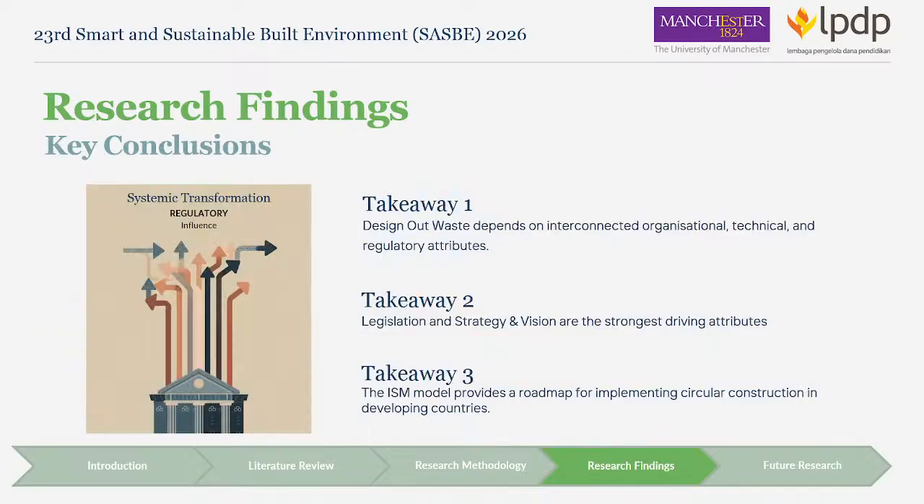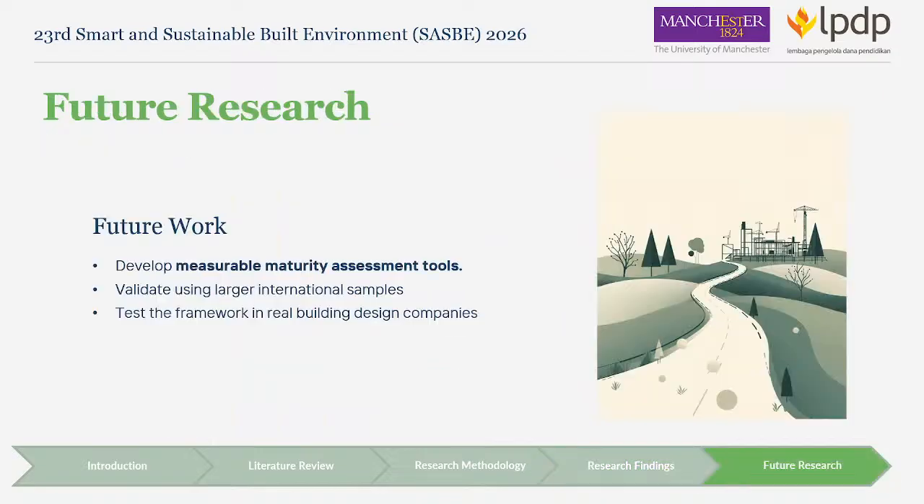The key conclusion that I can deliver from this section is that design out waste depends on interconnected organizational, technical, and regulatory attributes. The legislation from the external factor, and the strategy and vision from the internal company, are the strongest driving attributes that we have to consider before developing other attributes in our maturity level for design out waste implementation, especially for developing countries. The ISM model provides a roadmap for implementing circular construction, especially for developing countries.